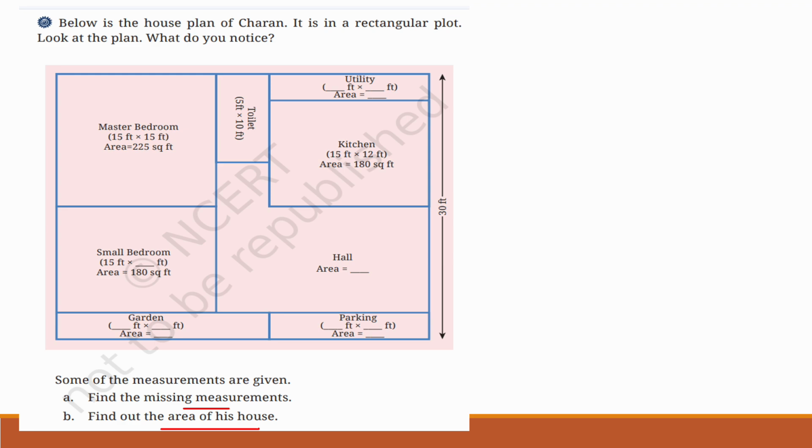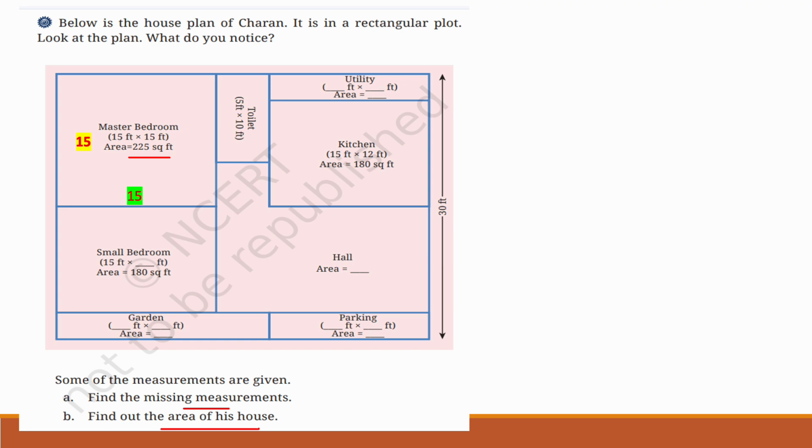See this room, this is the master bedroom. It is 15 feet by 15 feet. That is, length is 15 feet and width is also 15 feet. Area is given. Area is 225 square feet. 15 into 15, that is 225 square feet.